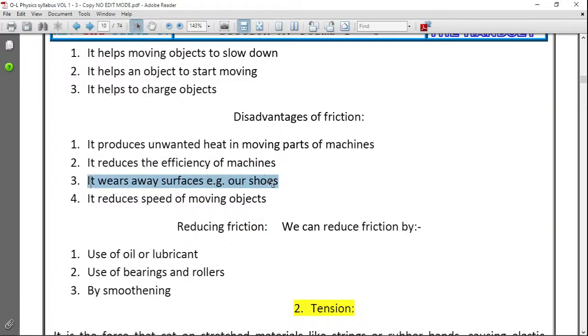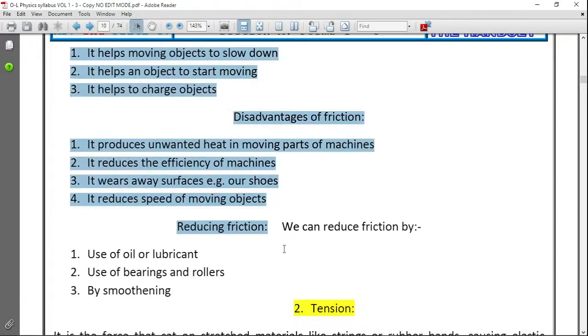Friction wears away surfaces. For example, you buy a new Christmas shoe and you wear it for one or two weeks. By the time you look under the shoe, friction has already cleared some part off. Friction also reduces the speed of moving objects. So the more you try to move, the more friction tries to stop you from moving. This finally brings us to ways in which we can reduce friction.